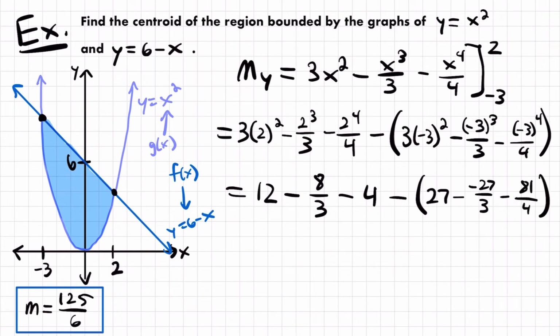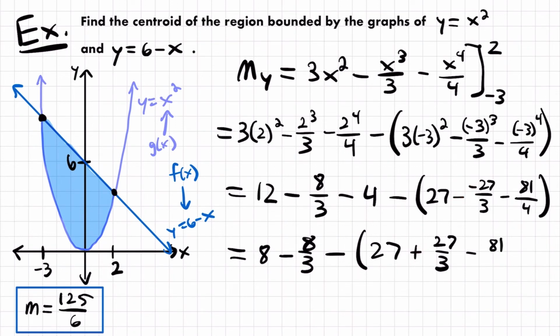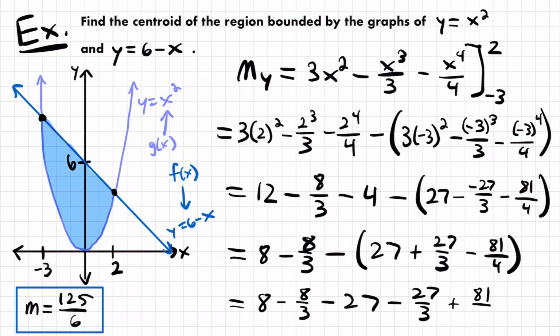Okay, and so now we can simplify further. We know that 12 minus 4 is equal to 8, so this is equal to 8 minus 8/3 minus 27 plus 27/3, because these two negatives will cancel out to become positive, and then we will subtract 81/4. All right, and so then if we distribute this negative through this quantity, this will be equal to 8 minus 8/3 minus 27 minus 27/3 plus 81/4.